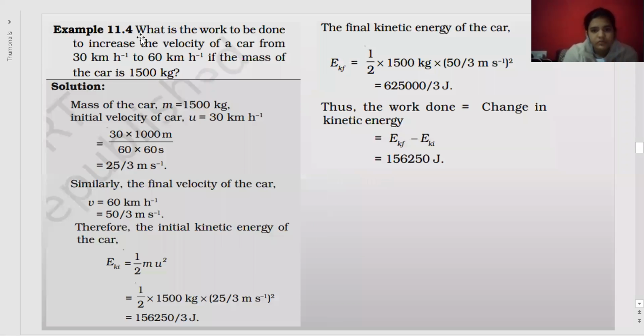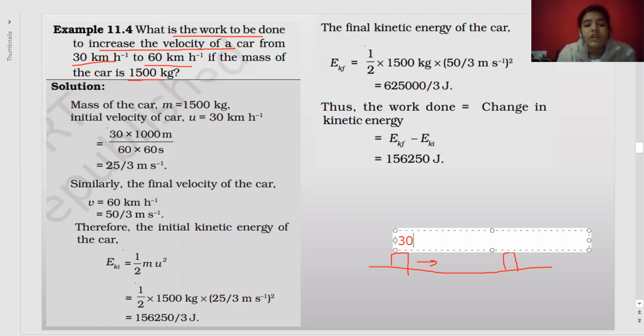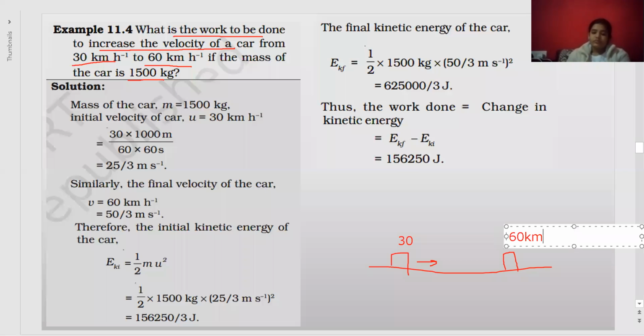One more numerical is there. See, in this one, it is given: what work is to be done to increase the velocity of a car from 30 km per hour to 60 km per hour if the mass is 1500 kg. I'm just drawing a box instead of a car. The car is moving. Initially, it has a speed of 30 km per hour, and finally it has a speed of 60 km per hour. The mass of the car is 1500 kg. It is asked how much work needs to be done.